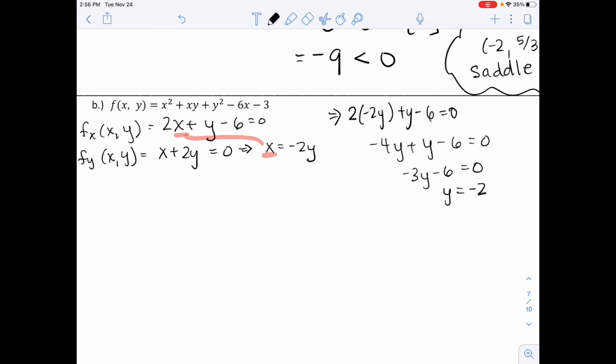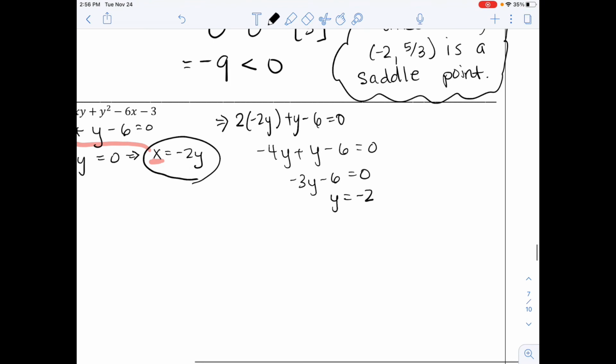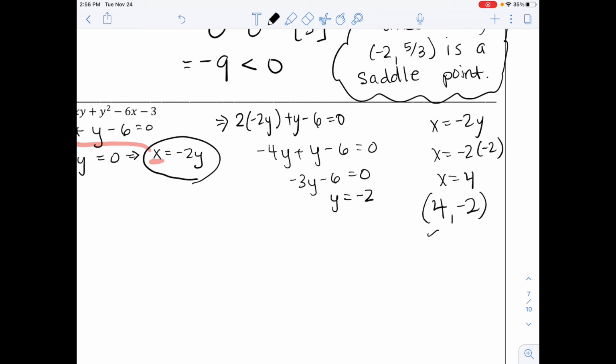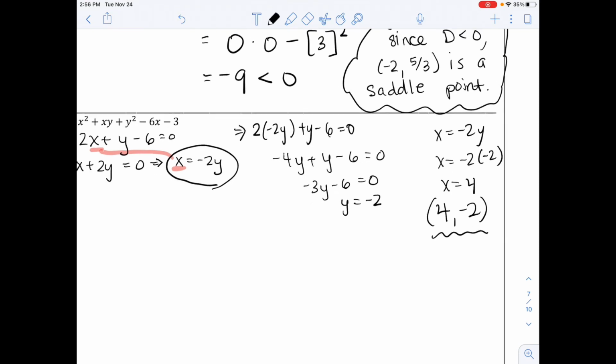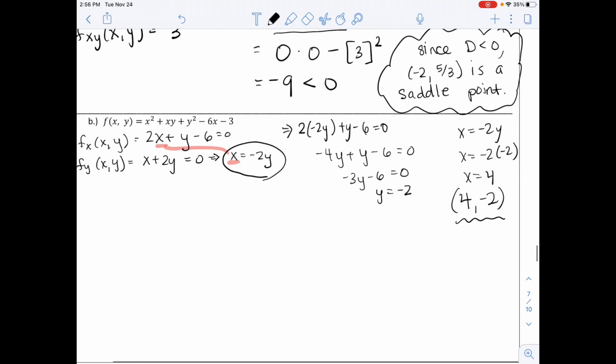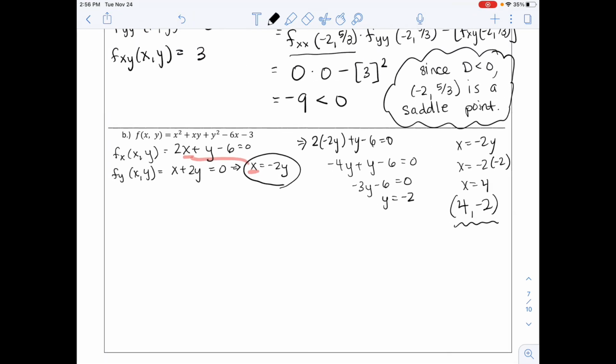From here we can find our x value by substituting it in. Easiest one to substitute it in is where we solved for x in the first place. And so we know that x is equal to -2y, and x is equal to -2 times -2. So our x value would be equal to +4. And so the point that we have for (a, b) is going to be (4, -2). So that's the value that we are checking to see if we have a relative extrema or we have a saddle point there.